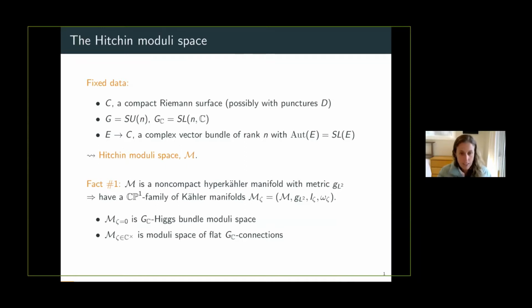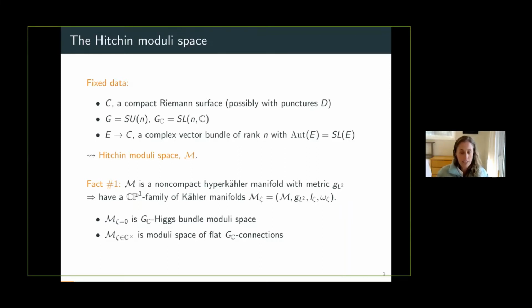So from this fixed data, we get a Hitchin moduli space. This will be the moduli space of some equations, and I'll define that too. But first, the Hitchin moduli space has a very rich geometric structure. This particular one, the Hitchin moduli space, is hyperkähler. That means that there's a single metric and a whole CP1 family of complex structures. So you actually have a CP1 family of Kähler manifolds.